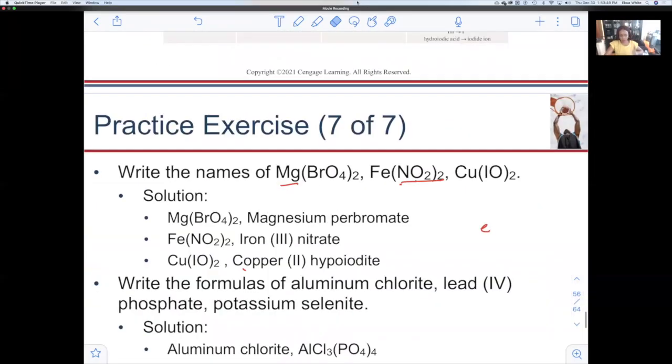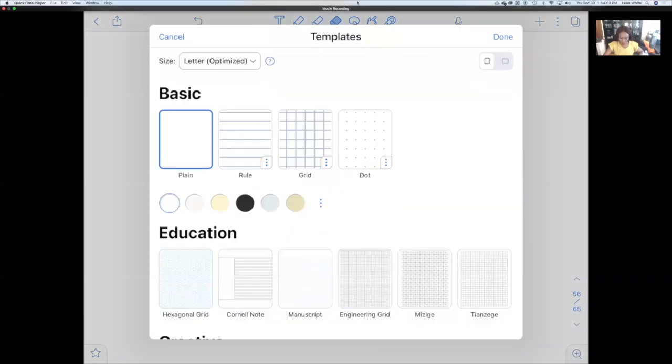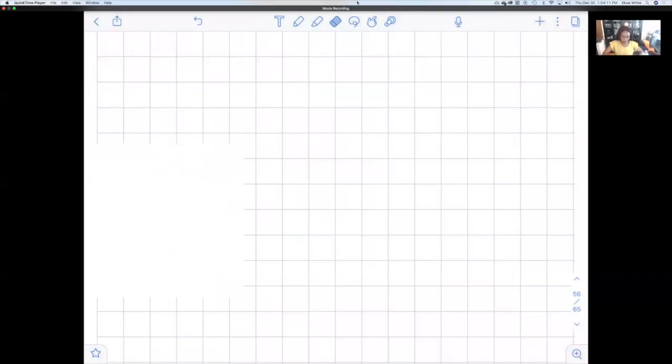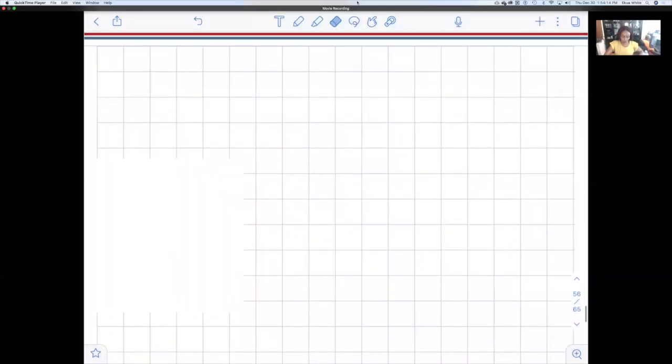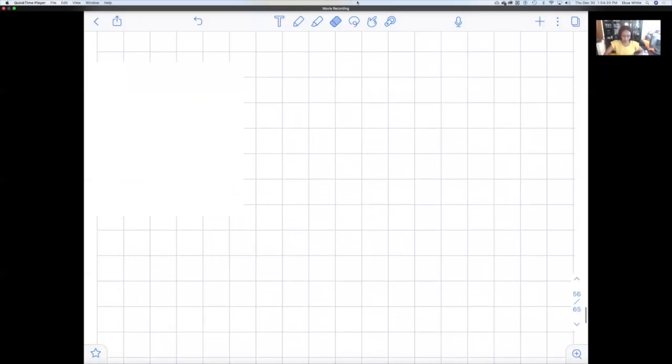Let me summarize. Okay, so I want to go ahead and summarize here. I want to add a page and summarize. And I want this page to be checkered. What is this box over here? Okay. Anyway.